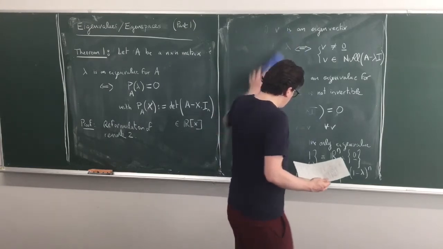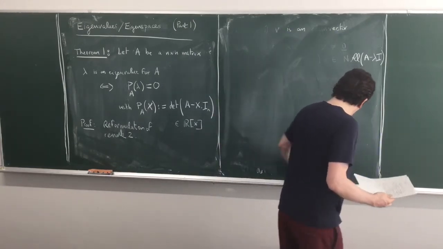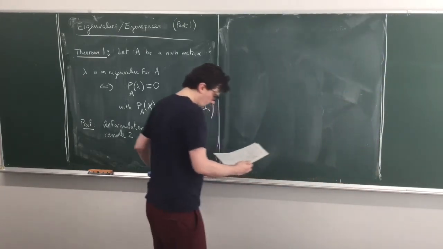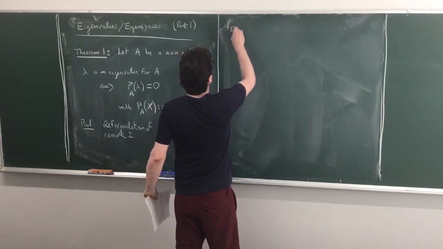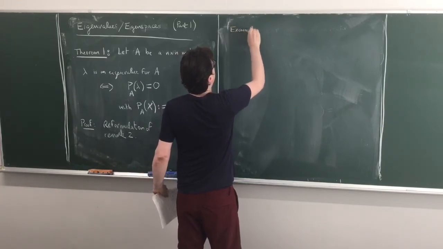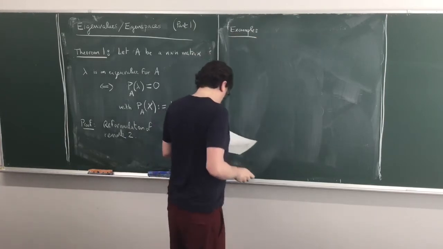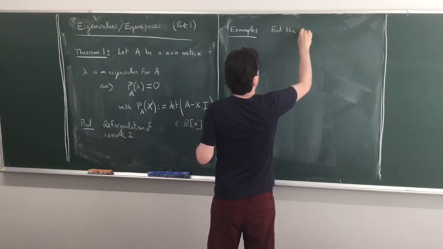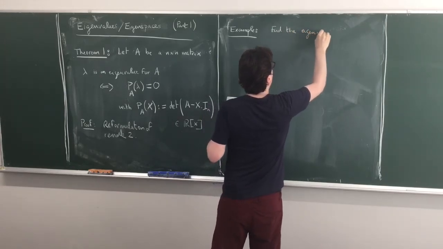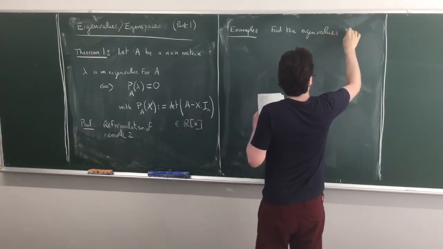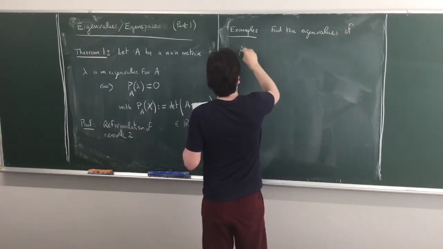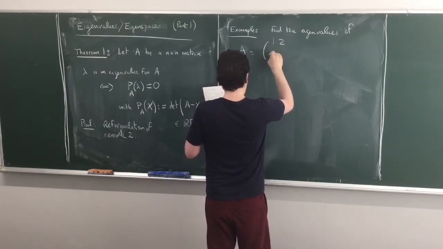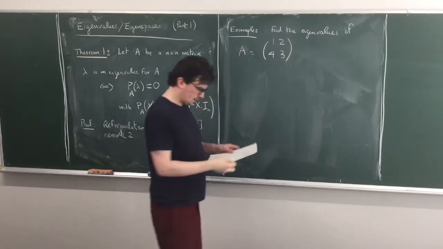Now, in general, how do we find the eigenvalues? Let me give you an example. Imagine that we want to find the eigenvalues of a square 2 by 2 matrix, with rows 1, 2 and 4, 3. Okay.